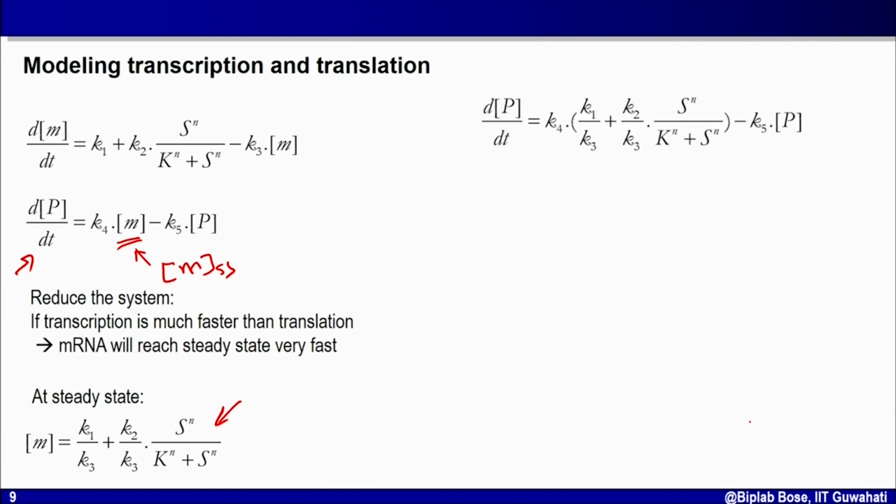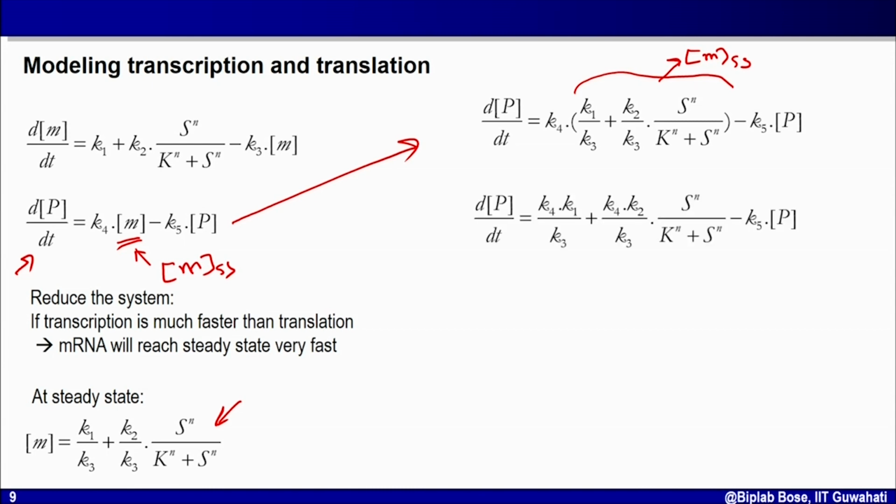So, from this relation I can write dP/dt is equal to K4, the rate constant for translation, into the steady state concentration of M that we have just calculated, K1 by K3 plus K2 by K3 into the Hill function, minus K5 into P. Now I will club multiple parameters together. I will take K4, K1 and K3 together, and K4, K2, K3 together.